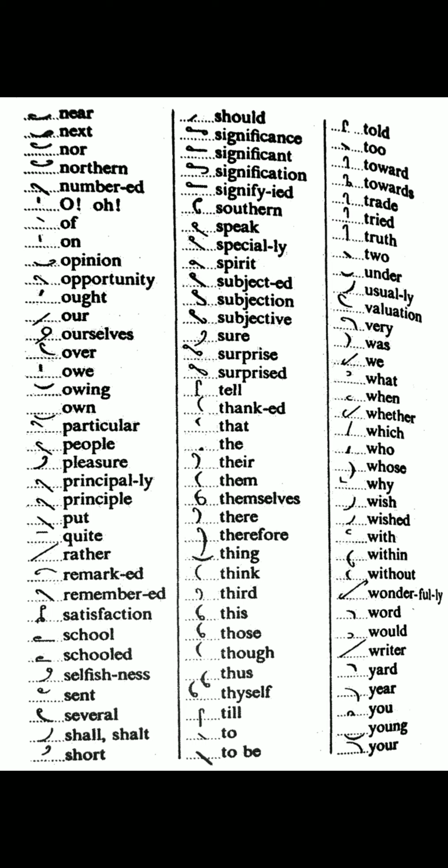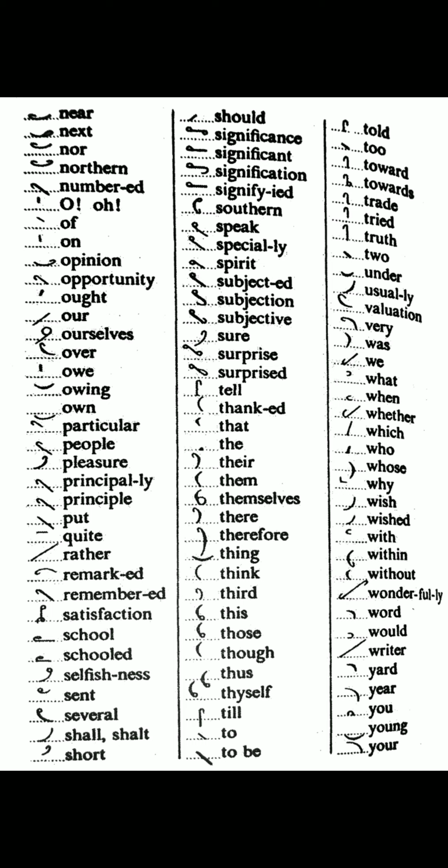R doubled, upward R doubled on the line is used here for rather. M with R hook above the line for remark or remarked. B with R hook on the line for remember or remembered. S circle T, S circle shan hook on the line for satisfaction. S circle K with L hook on the line for school.